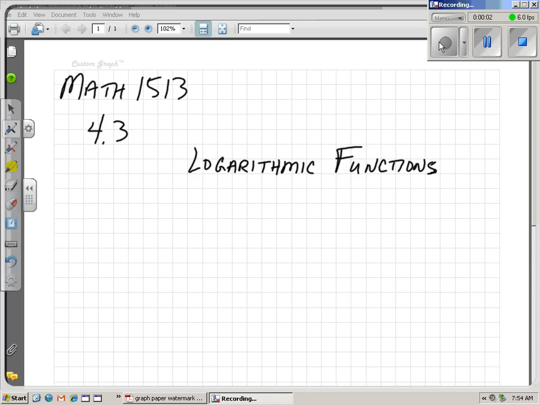Hi guys, this is Math 1513, Northern Oklahoma College Algebra, Chapter 4, Section 3 in your book. We're going to talk about solving logarithmic functions, using logarithms to solve equations.